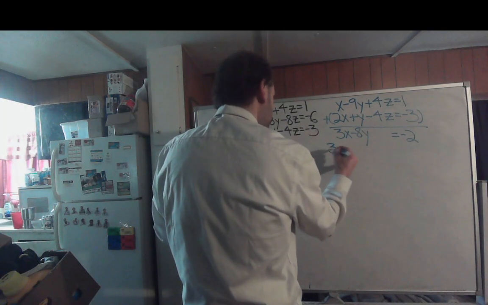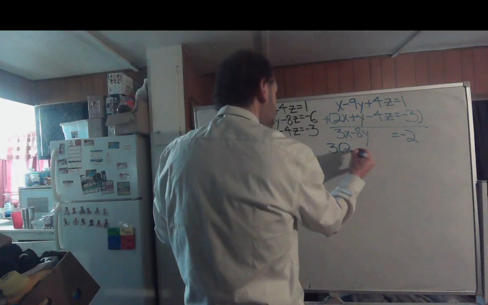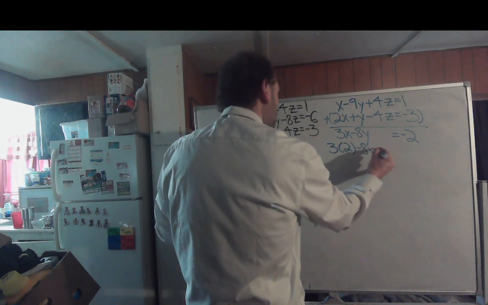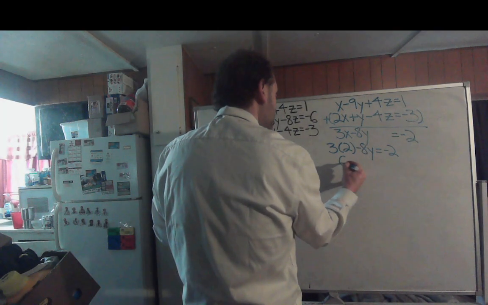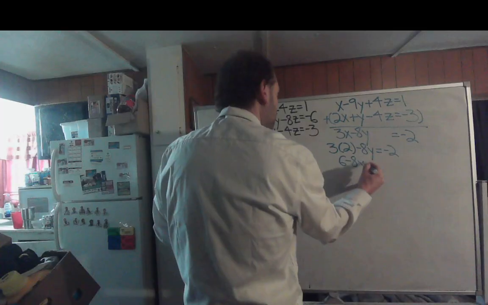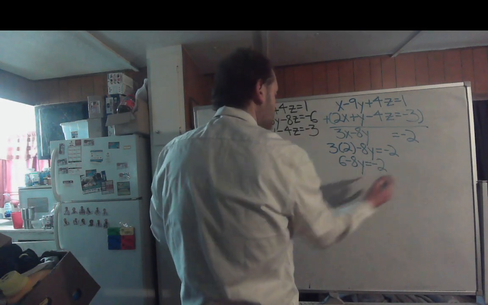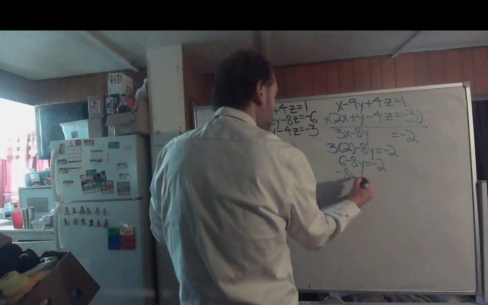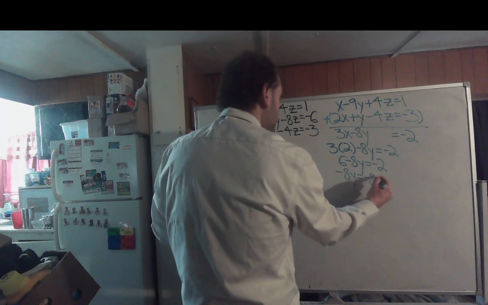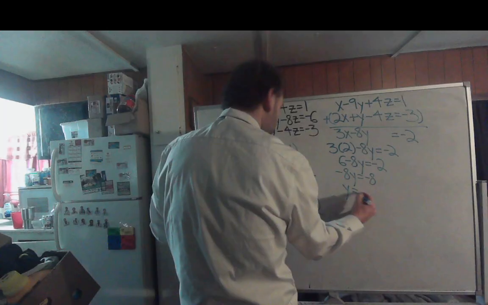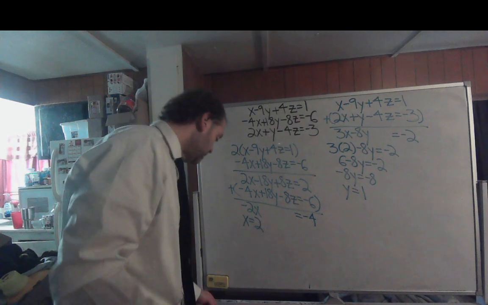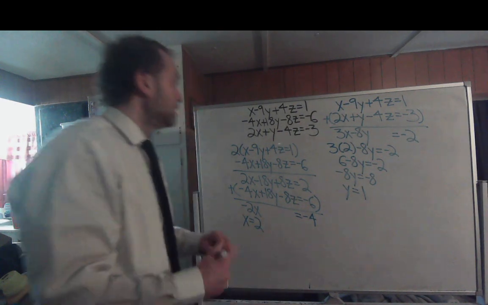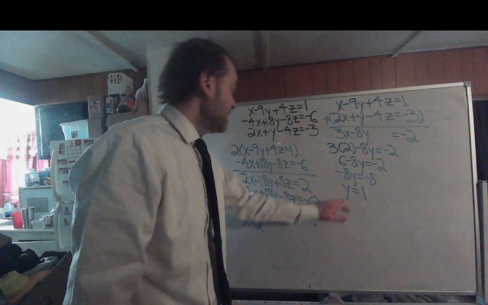So take 3 times 2 minus your 8y, set that equal to negative 2. That would give you 6 minus 8y equals negative 2, which would give you negative 8y is equal to negative 8, which means y equals 1. So we just found the value for y to be 1. Now, we know both x and y.